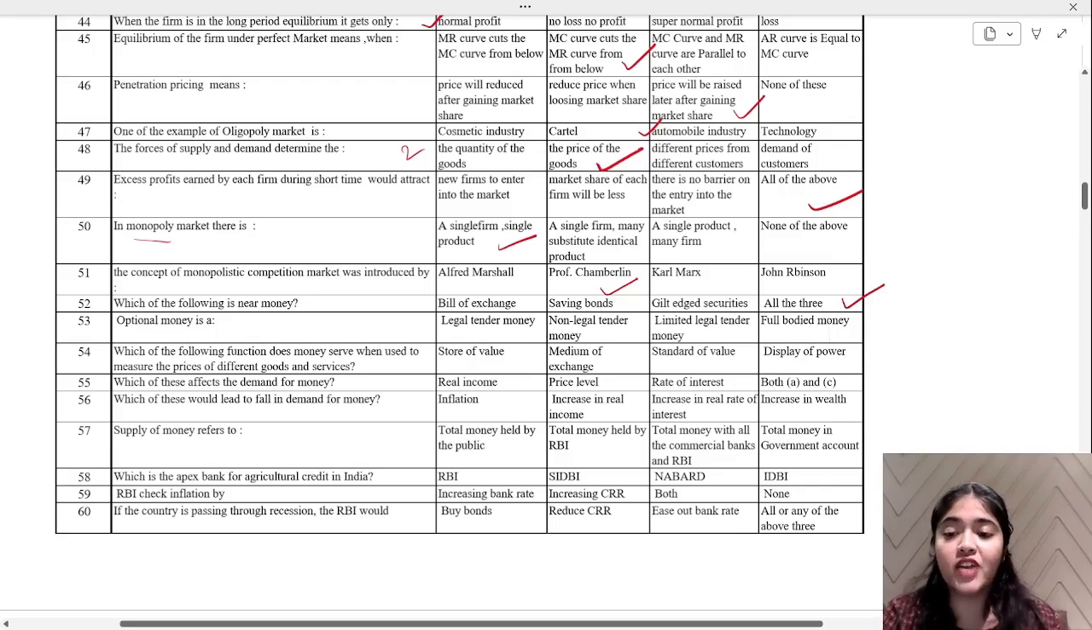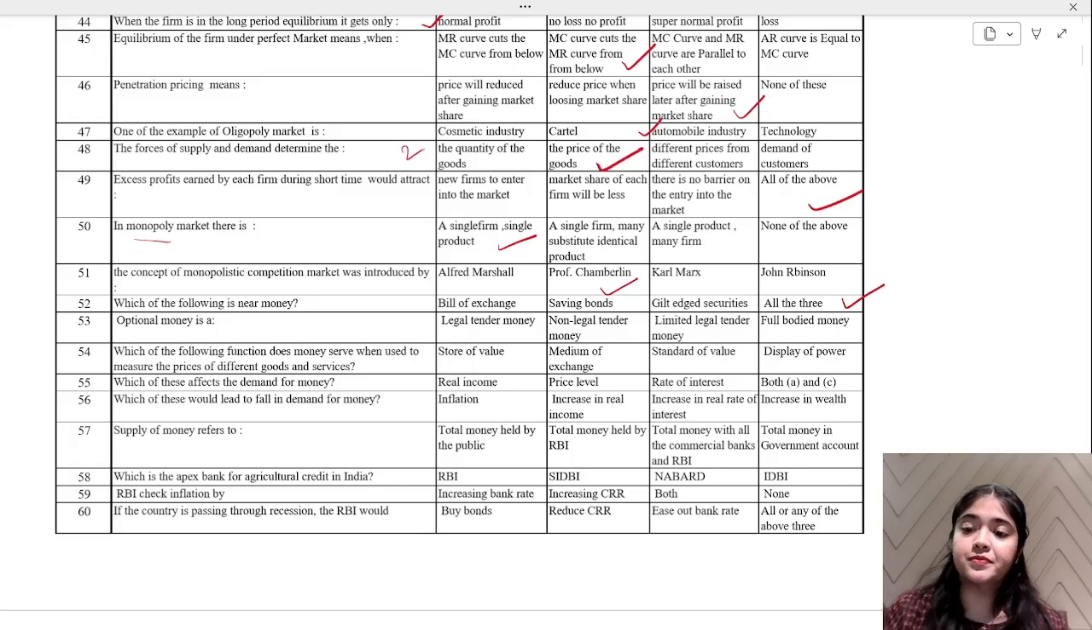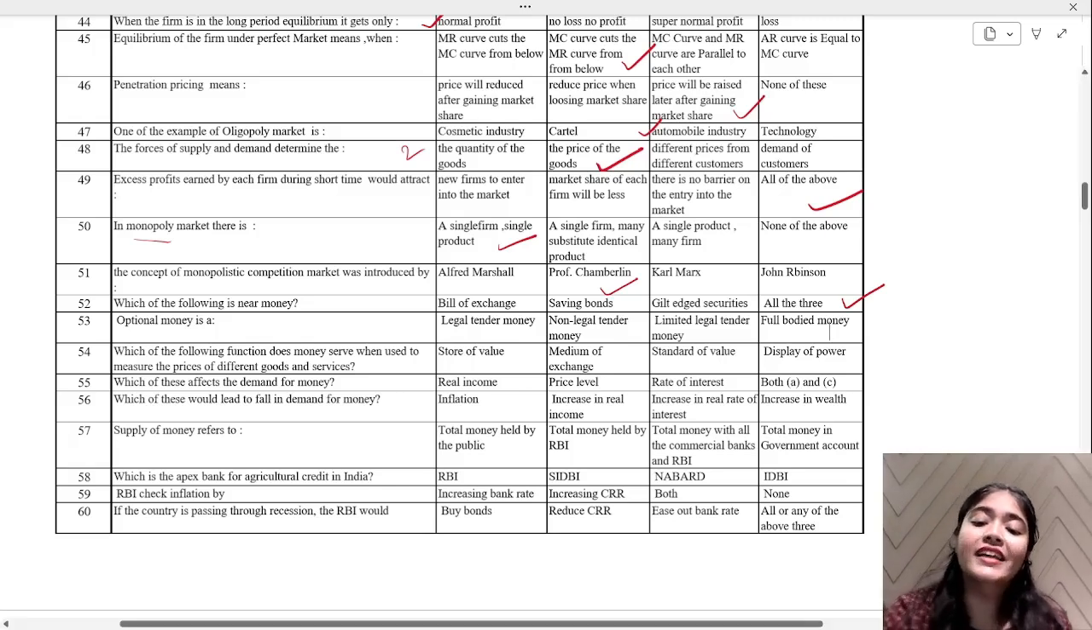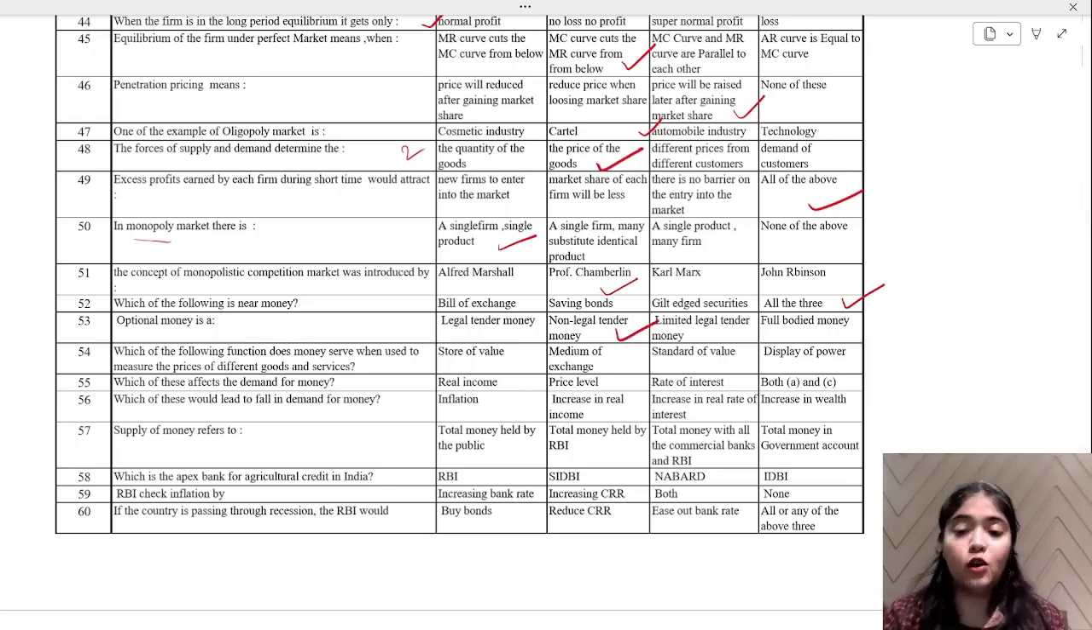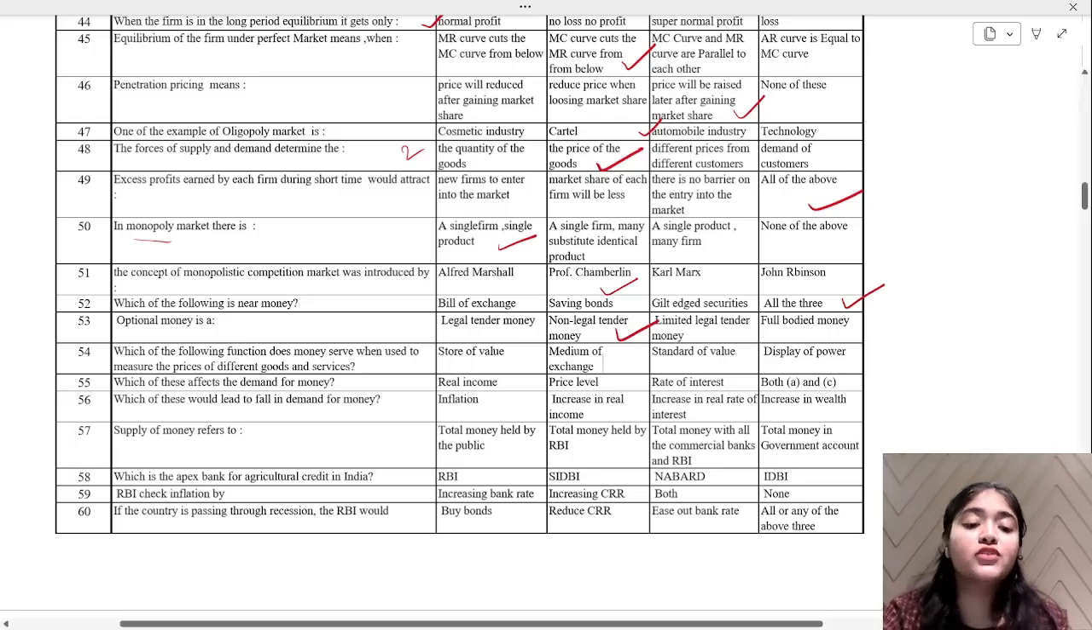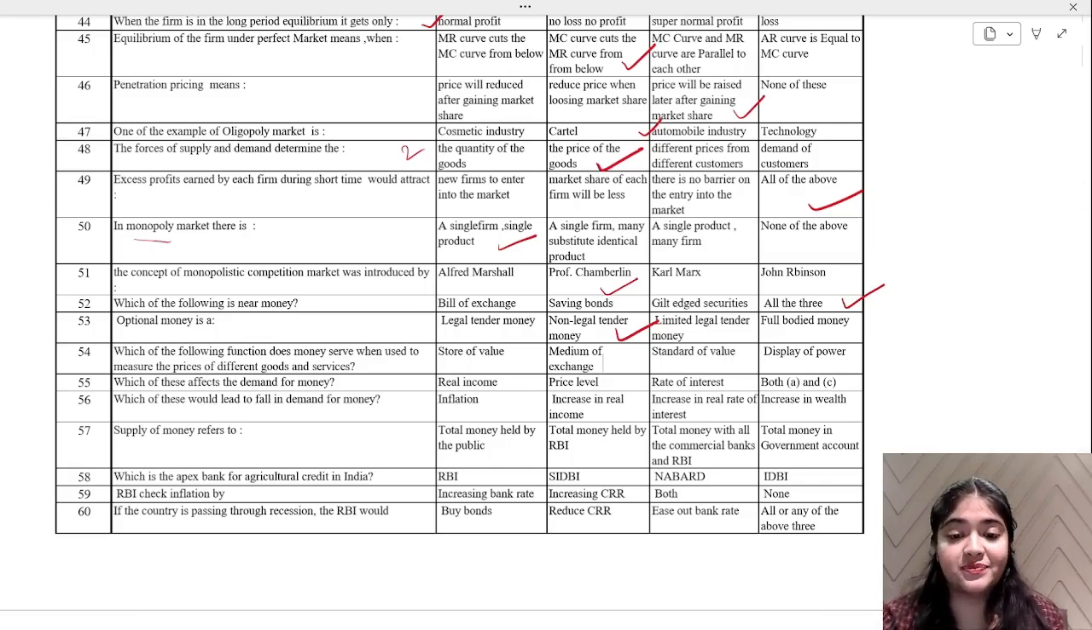Yes, tell me. Take your time. Think over it. Yes, that is non-legal tender money, optional money, non-legal. Which of the following functions does money serve when used to measure the prices of different goods and services? Store of value, medium of exchange, standard of value, or display of power? What do you think it does?